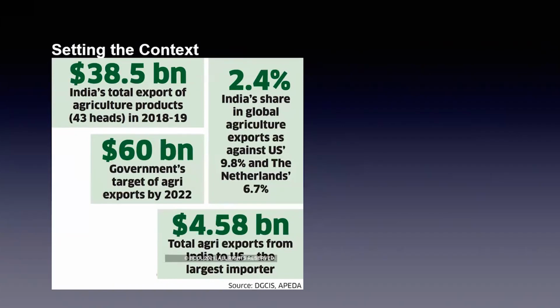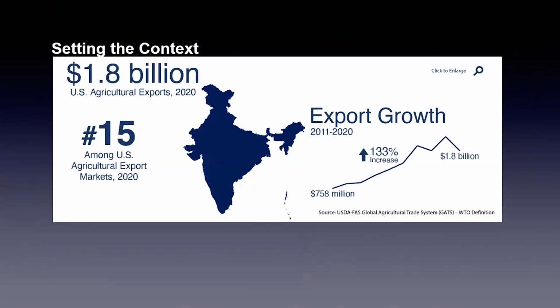And this $4.58 billion US dollar is our total farm exports to the US alone. So the US being the largest importer of our farm commodities, and this is all the data provided by DGCIS and APEDA. Just to think, there is a better prospect for our farm exports, and also you can harness a major share in global farm exports. This is also once again to envisage the spurt in growth of farm exports to the US alone. From just 758 million US dollars to 1.8 billion US dollars within a decade, from 2011 to 2020, a 133% increase. So it says we have tremendous potential even in our major export destination.